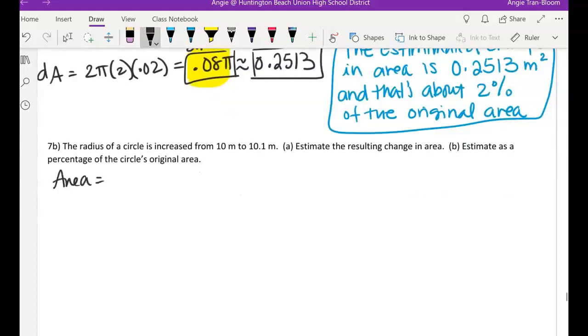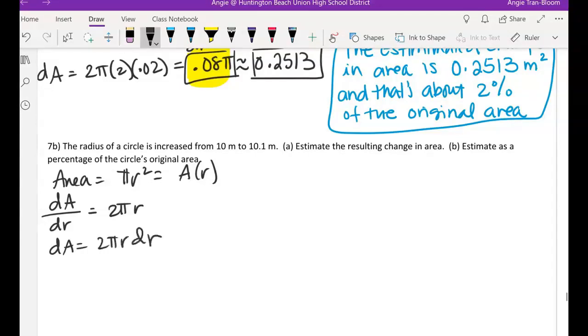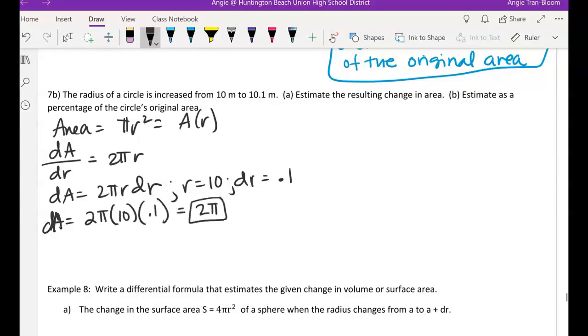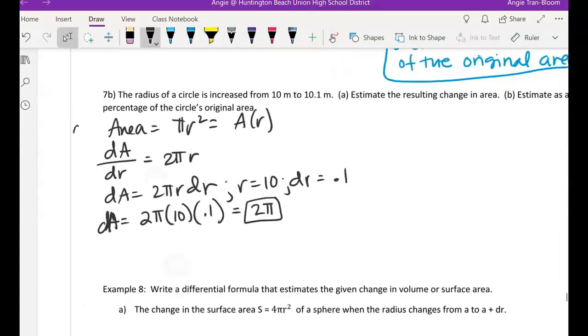Area equals pi r squared, which I want to write in terms of r, so I have a better understanding of what dA over dr means. So take the derivative, multiply both sides by dr, so dA equals 2 pi r dr. Your radius is 10, so I'm going to put in 10 for the radius, and dr is going to be 0.1, so dA equals 2 pi times 10 times 0.1. That will shoot out to be just 2 pi. And again, I'm going to write a complete sentence for both parts later, but let me just do the math first, okay?